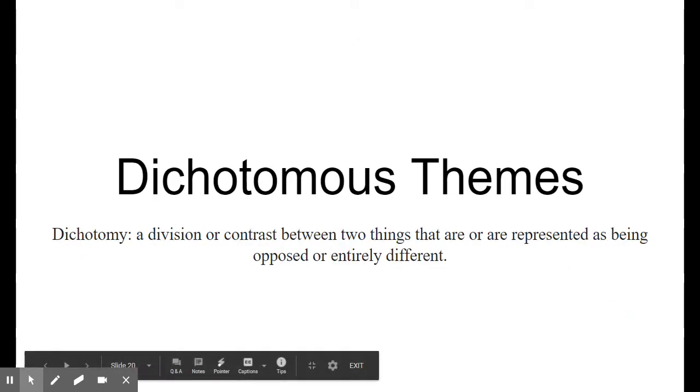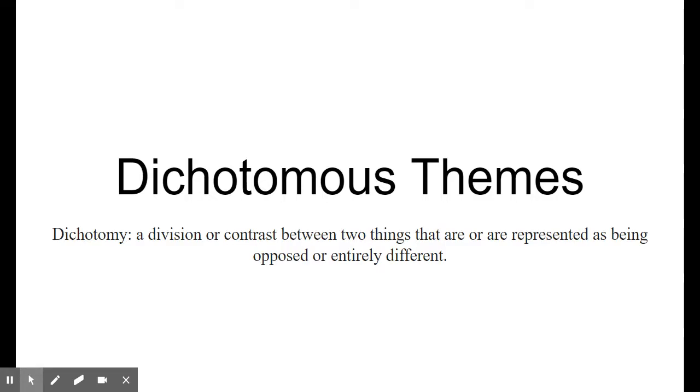The second option is the dichotomous themes. And a dichotomy is a division or a contrast between two things. It is opposite things, and opposite things don't normally go together well. If somebody said to you, hey, look, it's raining and not raining, or it's really bright out and really dark out, you would immediately question their thinking.